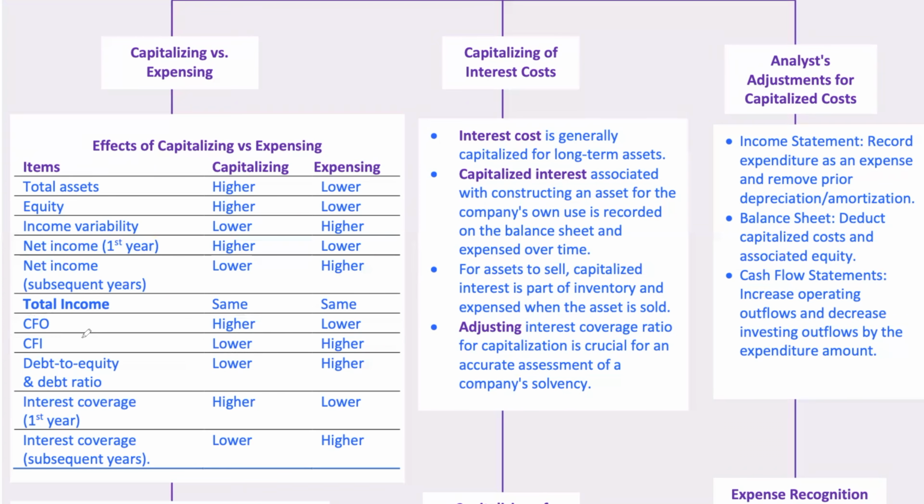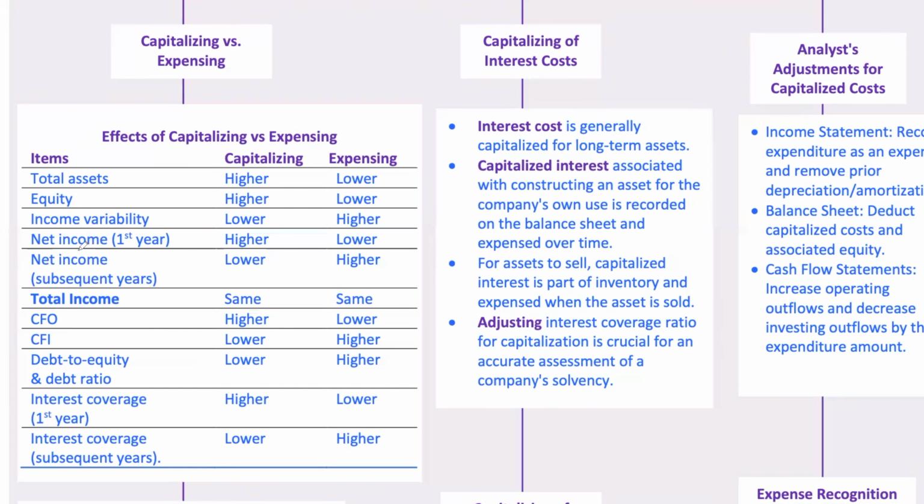Higher profits initially. Since the cost is spread out over time, the hit to net income is smaller in the period the cost is capitalized. This boosts profitability metrics like ROA, return on assets, and ROE, return on equity. Lower leverage. With more assets and equity on the balance sheet, leverage ratios like debt to equity drop, making the company look less risky. But there's a catch.